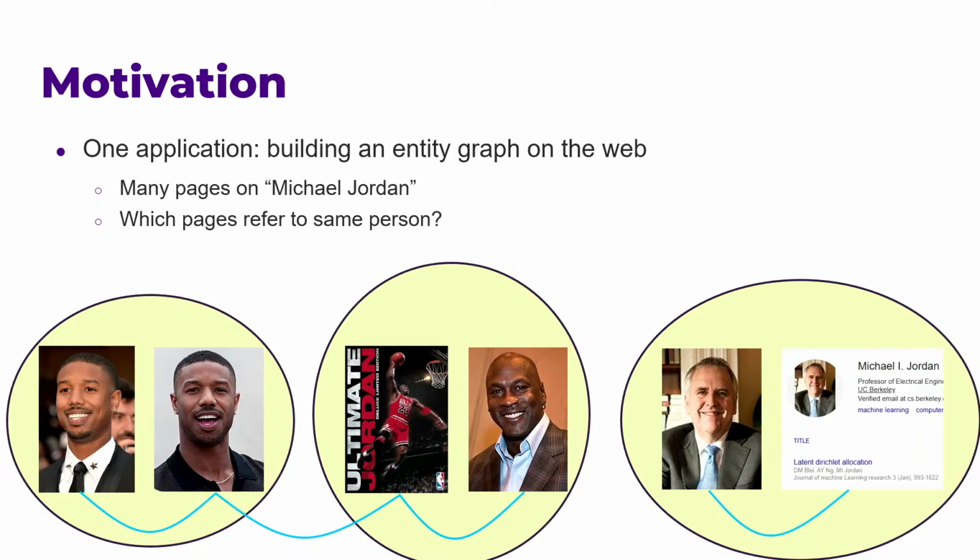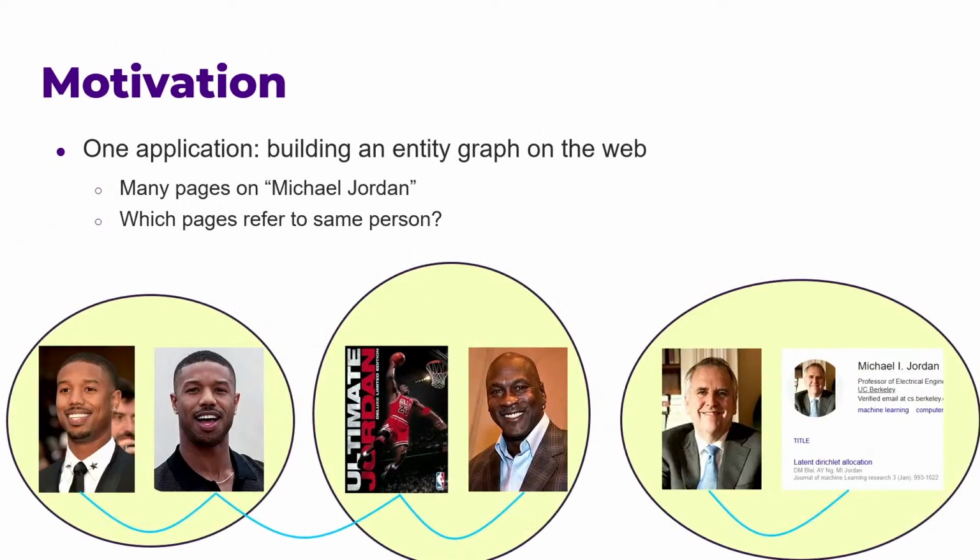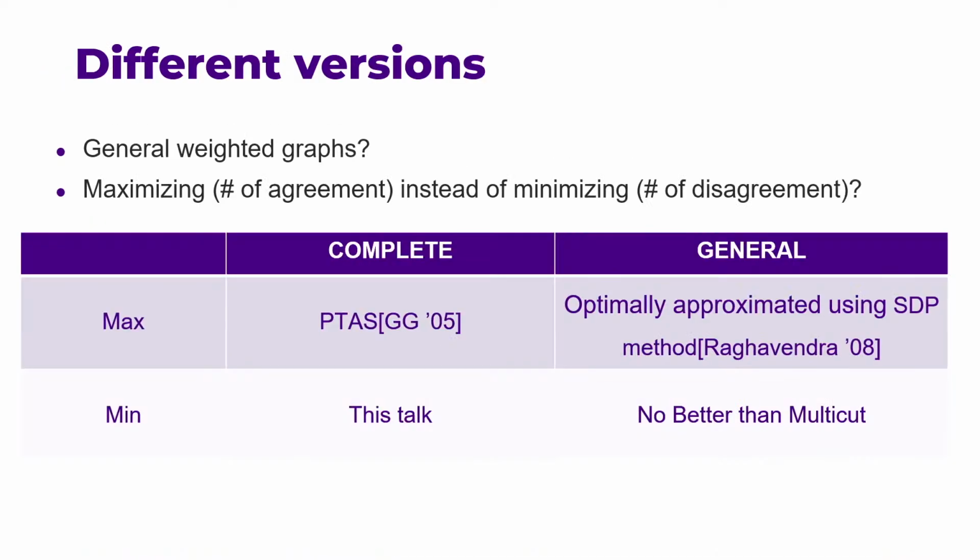Okay. And before going to the related work for this problem, you may wonder what the result is for different versions. What if we have general weights? Here the weight is positive or negative, so it's unweighted. What if we have a weight for each edge?